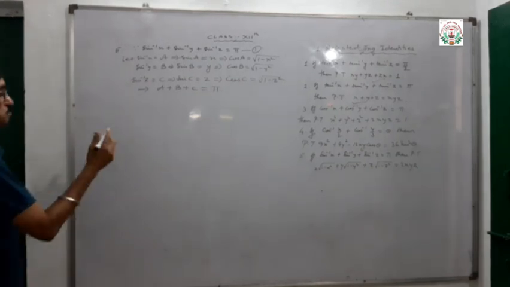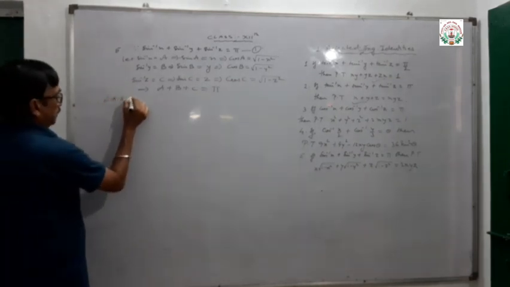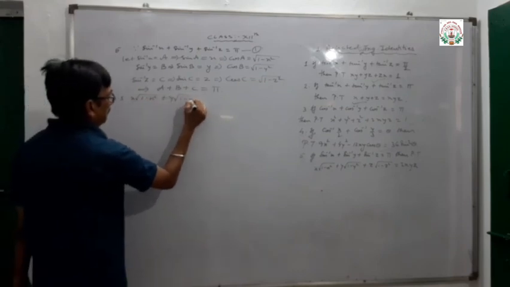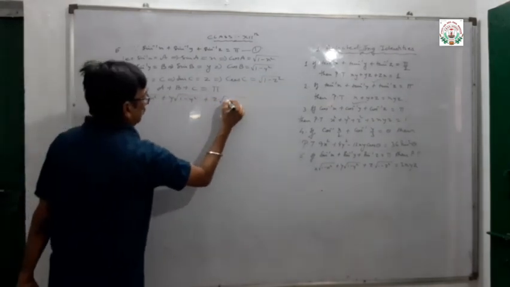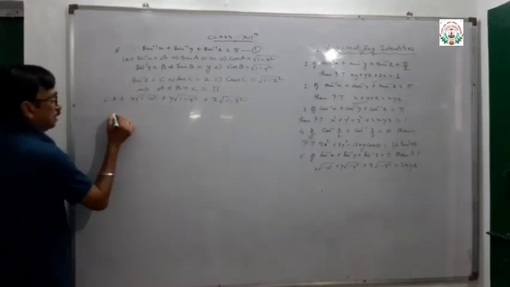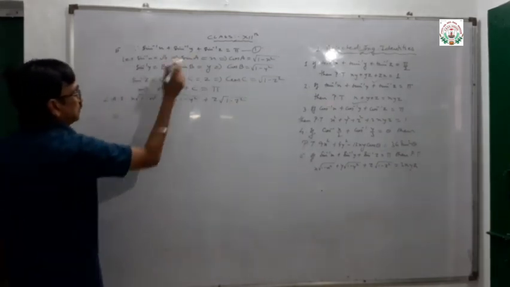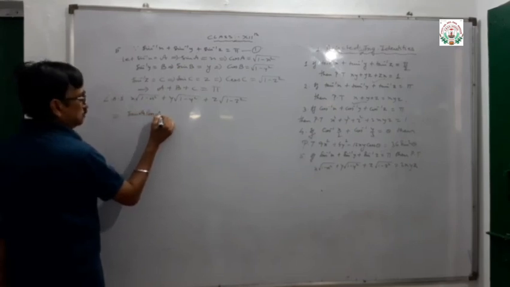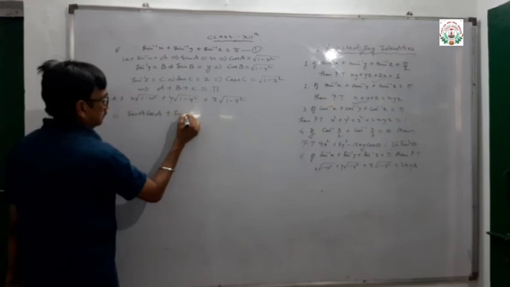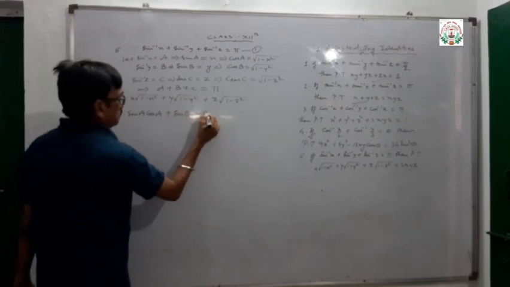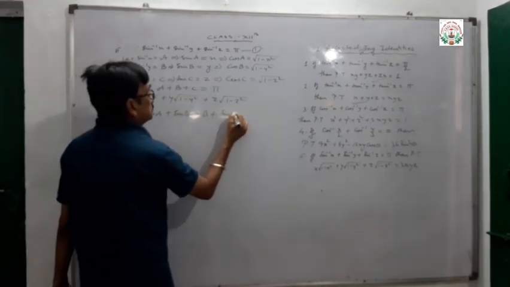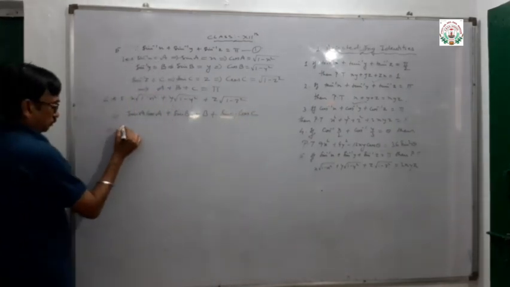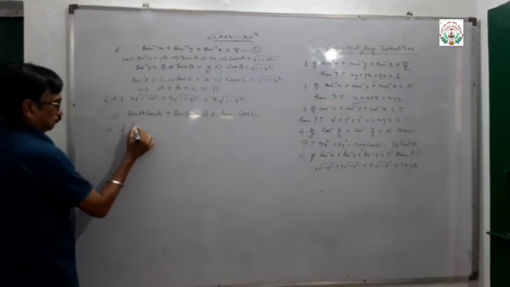So now the LHS of our proof: x into under root 1 minus x square plus y into under root 1 minus y square plus z into under root 1 minus z square. x is our sin A, under root 1 minus x square is cos A, sin B, cos B, z is sin C, and this is cos C. Now we are going to multiply and divide each term with 2.